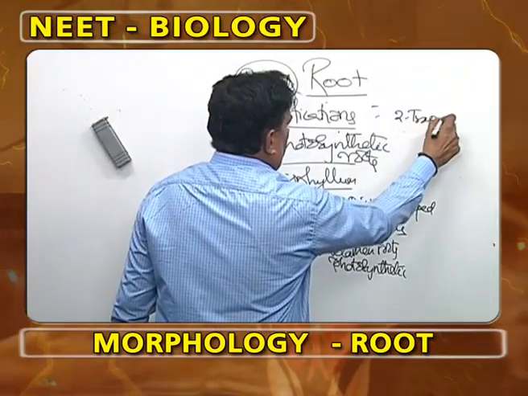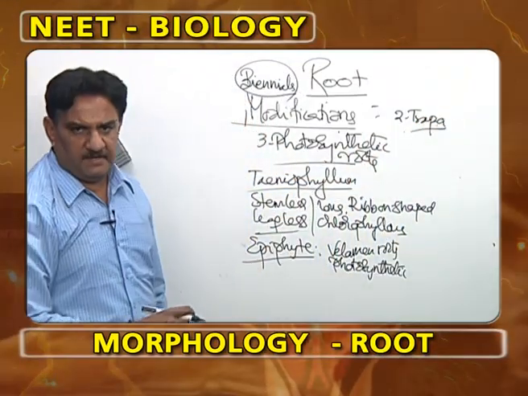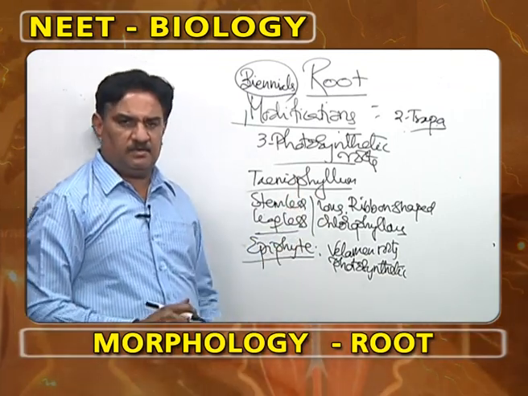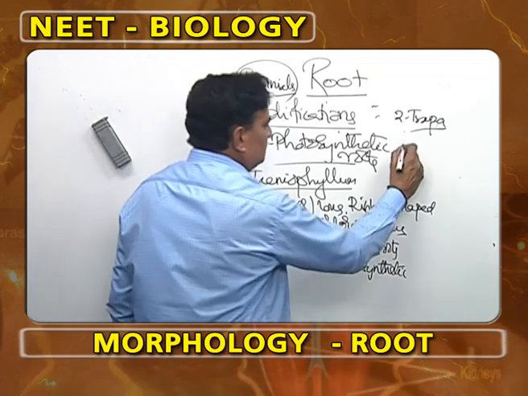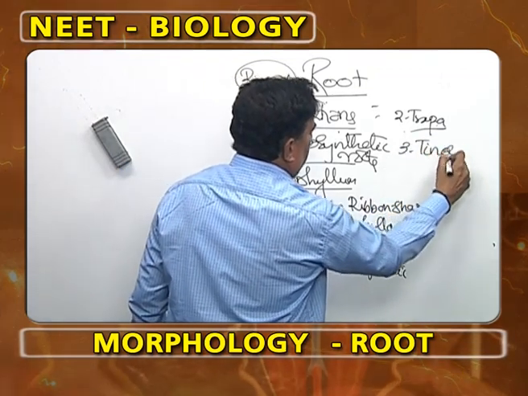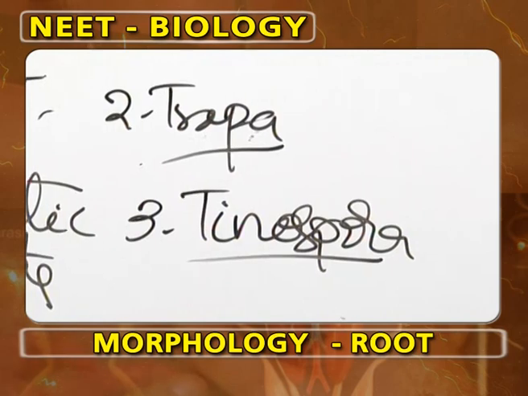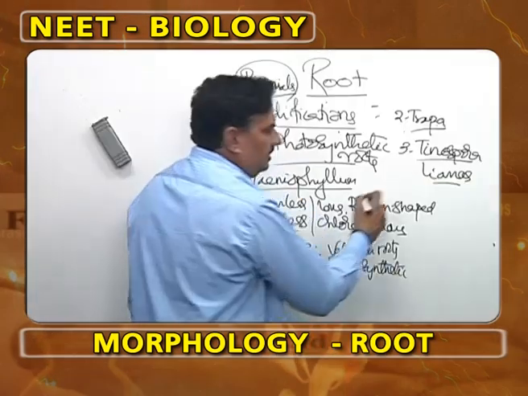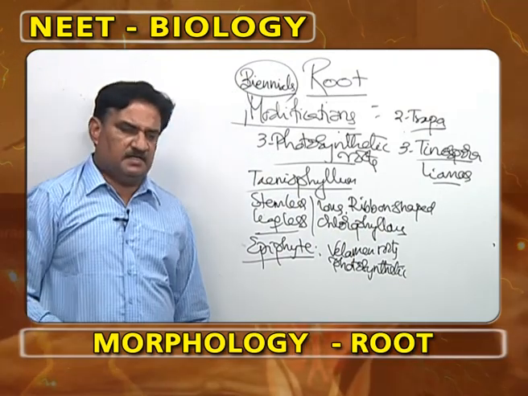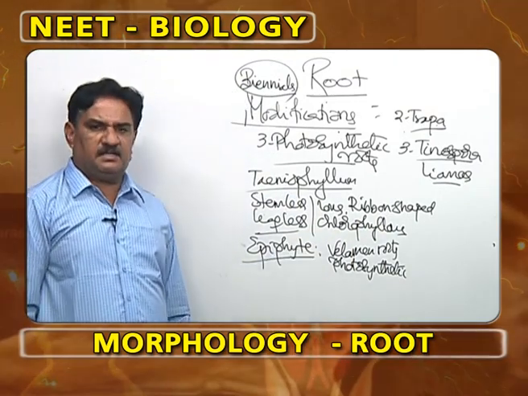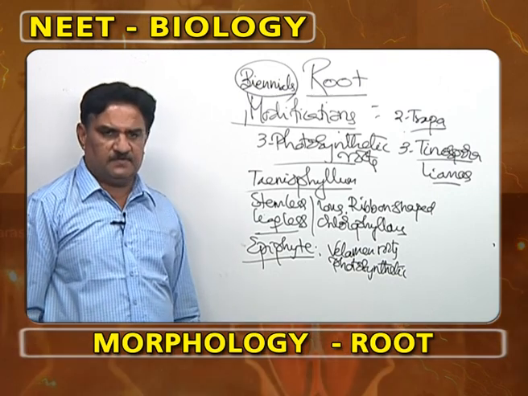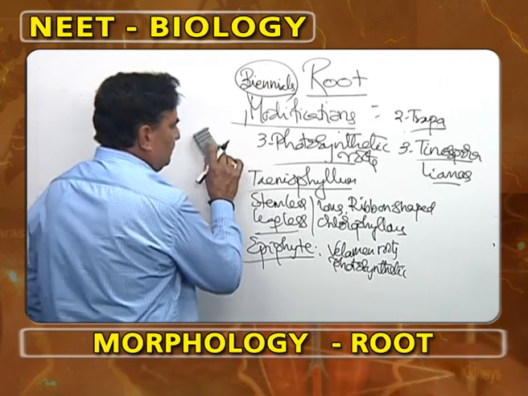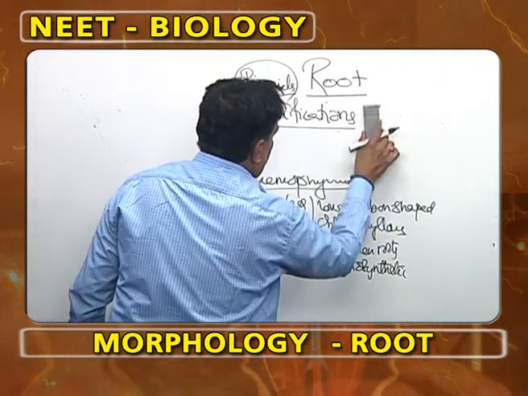Second example is Trapa. Trapa is an aquatic plant where submerged roots are green, chlorophyllous and perform photosynthesis. Then next example is Ctenospora. Ctenospora is a liane. Liane means large woody climbers growing on huge forest trees. This Ctenospora's aerial roots contain chlorophyll and perform photosynthesis. So these are the examples of the third type of root modification, that is photosynthetic roots.